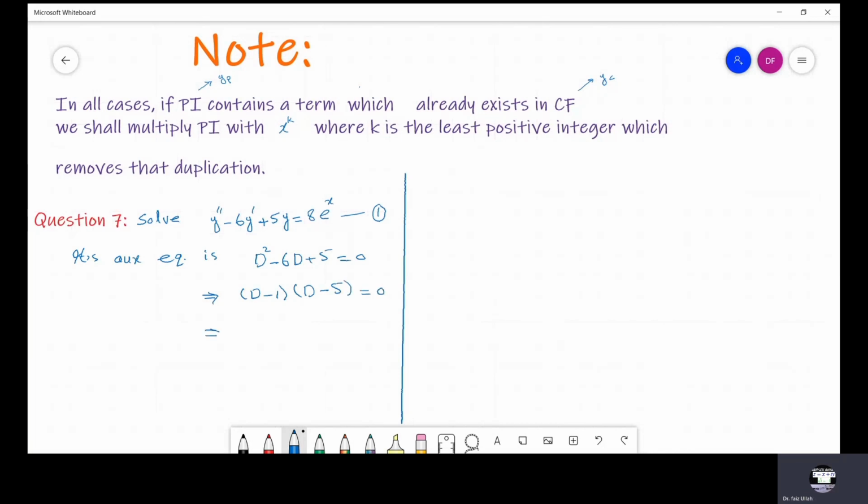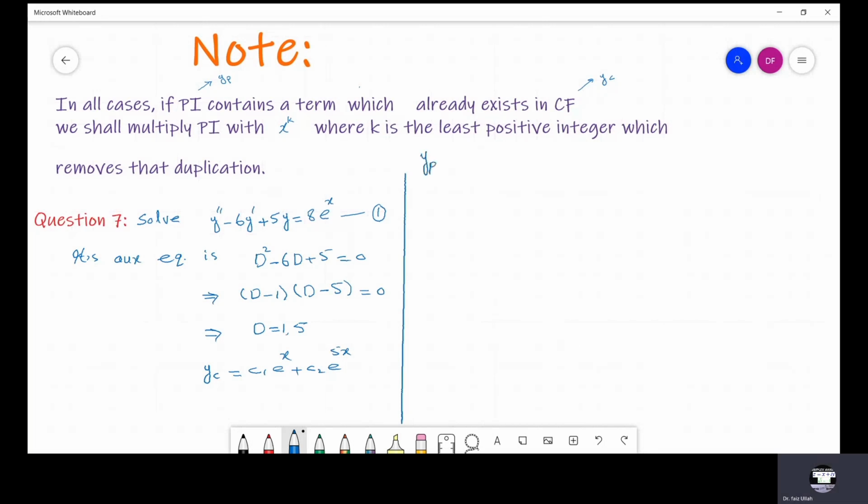And from here we get two roots. D is equal to 1 and D is equal to 5. So yc is equal to c1 e power x plus c2 e power 5x. And now let us find yp.